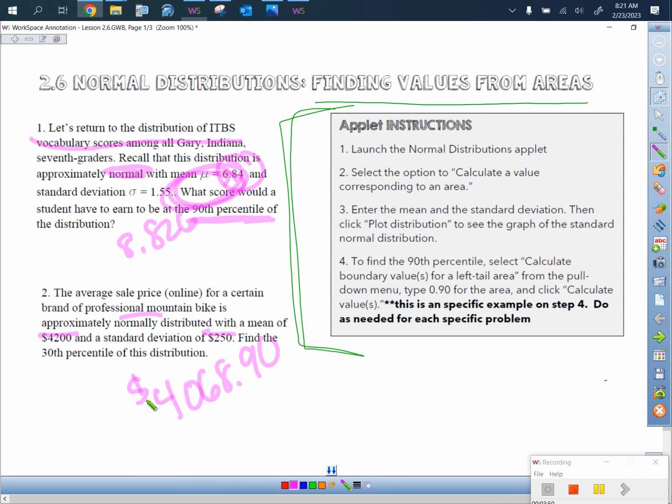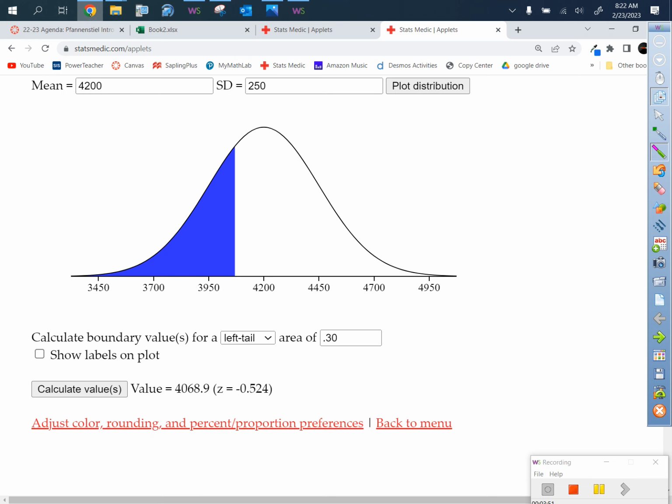$4,068.90. Just looking at the data, would you believe that is definitely less than the average price? The mean is 4,200. It's the 30th percentile, so 30% of the mountain bikes that they saw cost less than that. So, cool. There's two more of these.